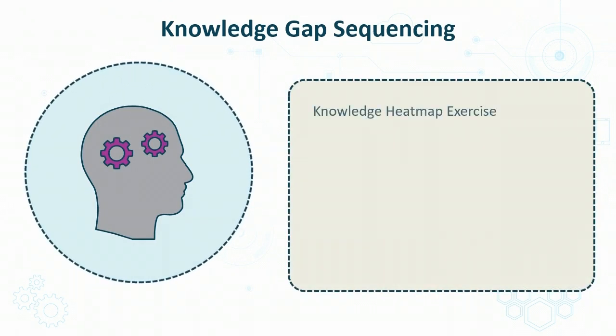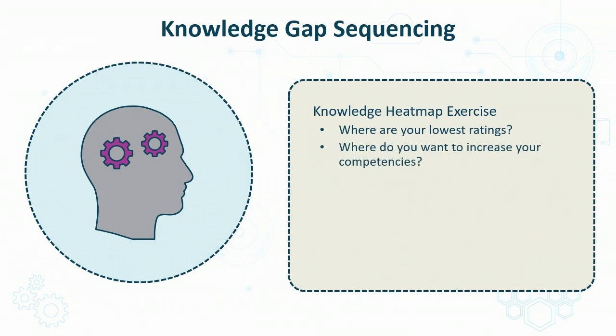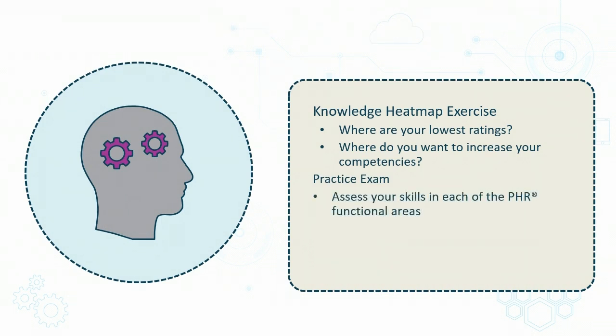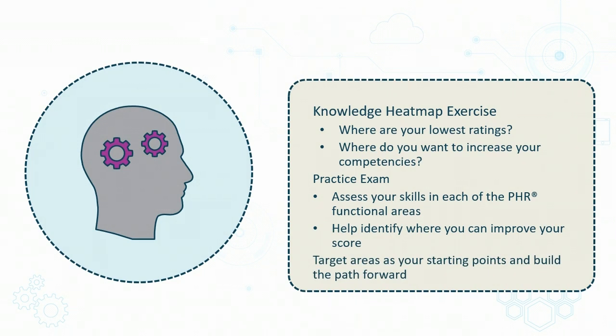For knowledge gap options, you'll have 3 approaches. Your knowledge heat map, where you can address your lowest ratings, or you can look to increase your competencies. If you have a practice exam, you can assess your skills in each of the PHR functional areas and then identify where you want to improve your scores. Another approach would be to target the areas where you want to use as your starting point and then build your path forward.